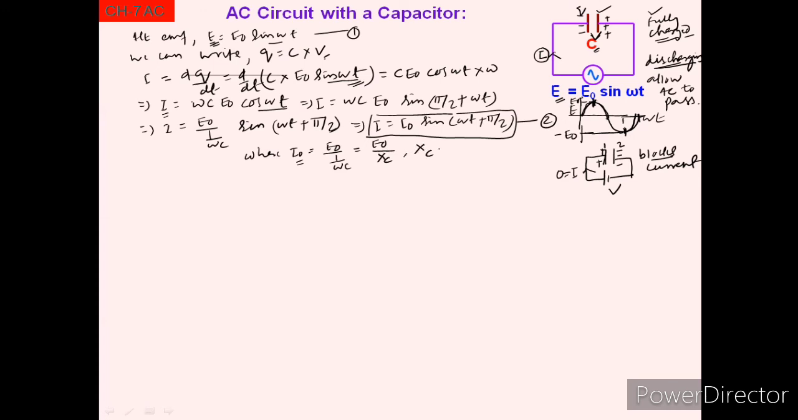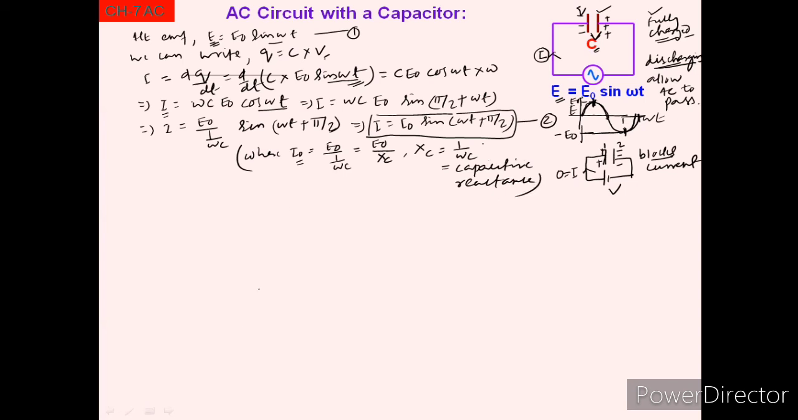And this Xc is given by 1 by omega C. And this Xc is known as capacitive reactance. Capacitive reactance.